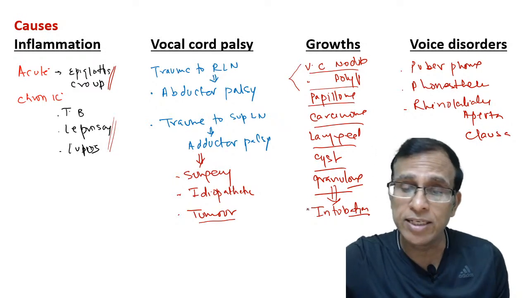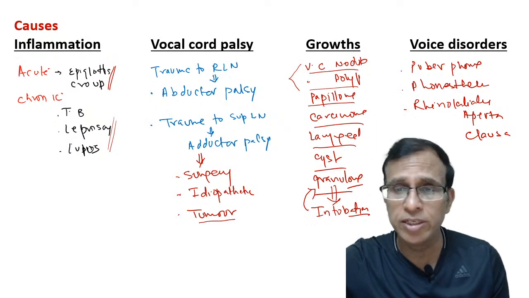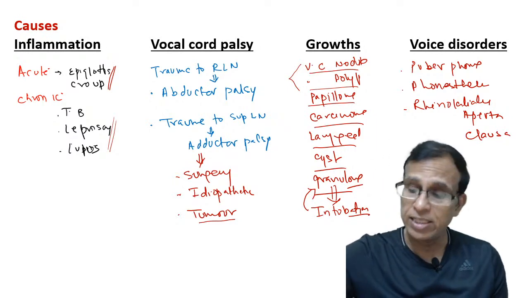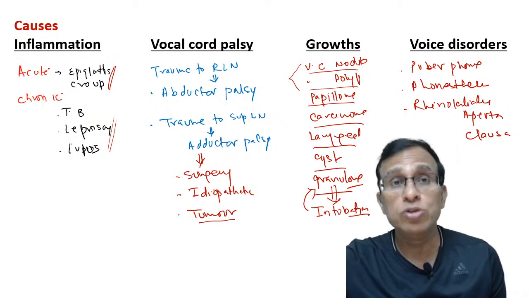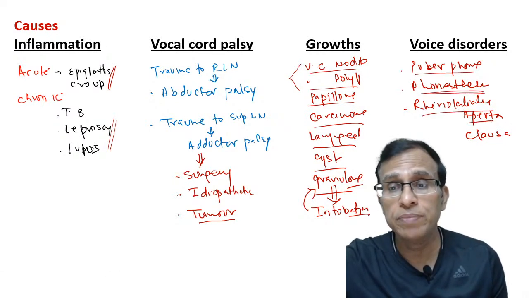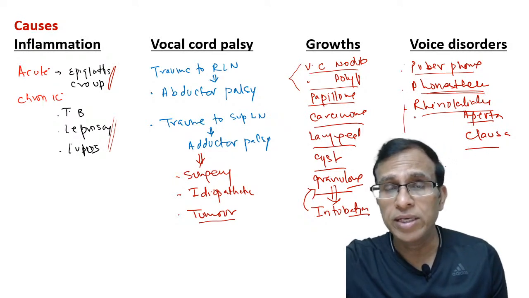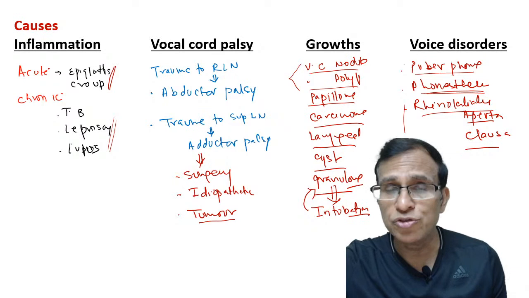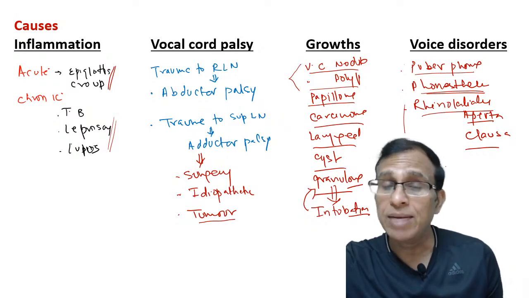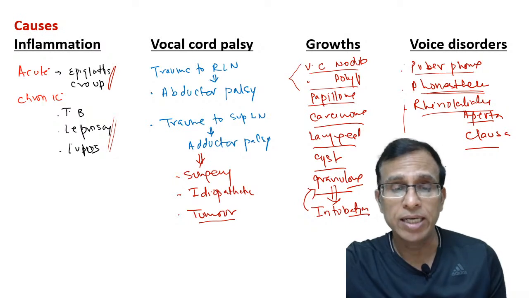Because these are the conditions that can cause granuloma in the larynx and cause voice change. So a lot of history here. And the fourth category where you have the voice change are voice disorders like puberphonia, phonasthenia, rhinolalia aperta, rhinolalia clausa. Again, they become more evident on examination. So besides history, which we'll take, the examination becomes very important to arrive at a conclusion so that you can make a final diagnosis and treat.